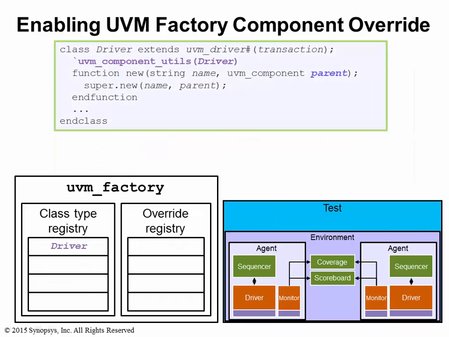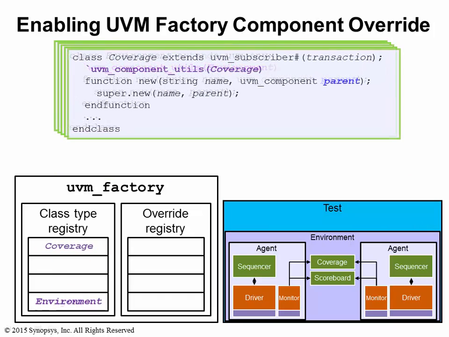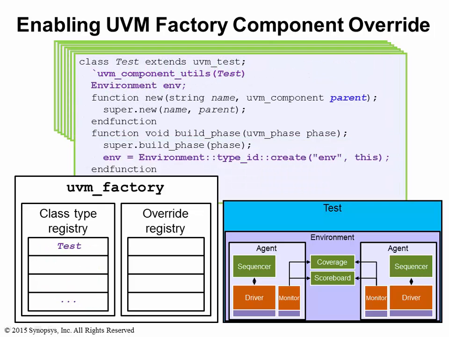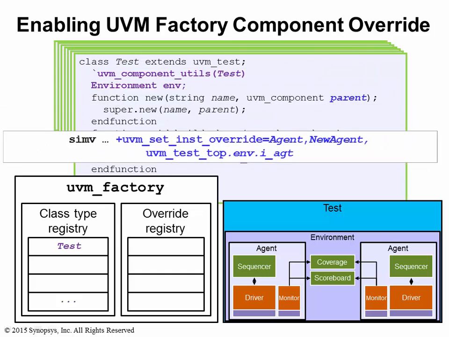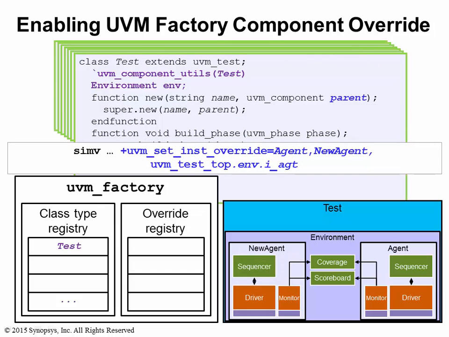The structural component classes are also registered into the UVM factory. The difference is that the macro for the structural class is called uvm_component_utils, and the structural classes must have a parent argument in the constructor. For the structural component classes, UVM requires that a component object be created in the predefined build phase. With this in place, you can override any component in your testbench with a derived class.